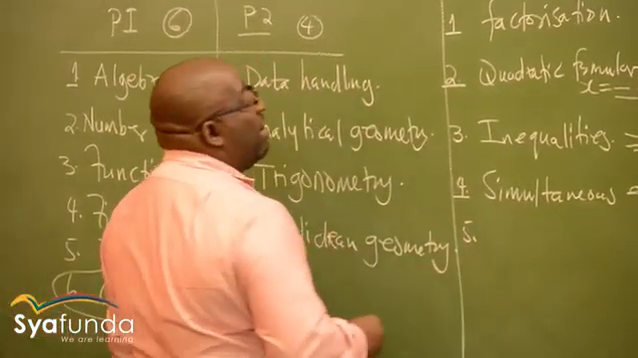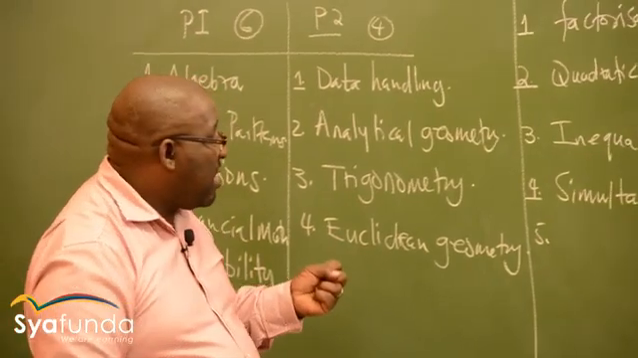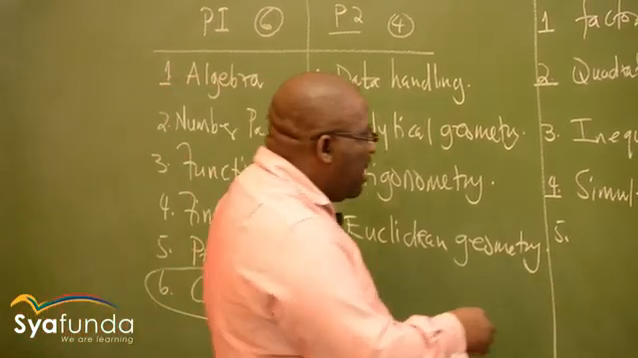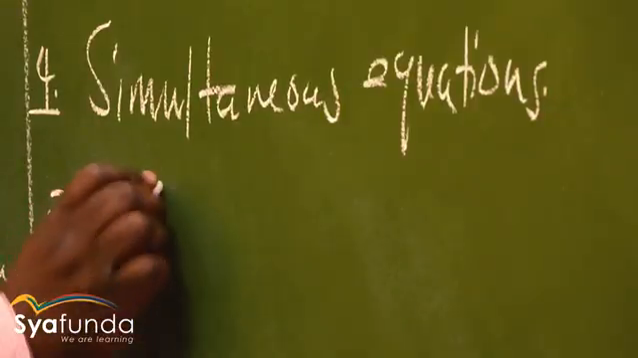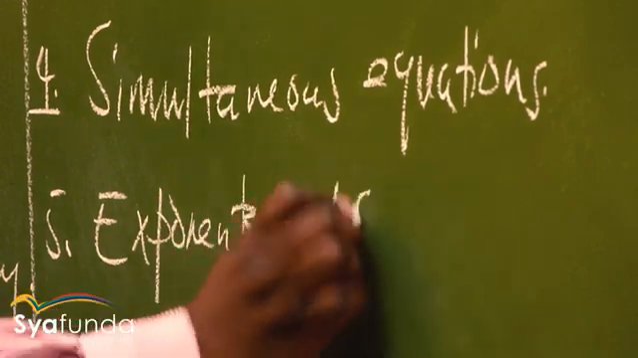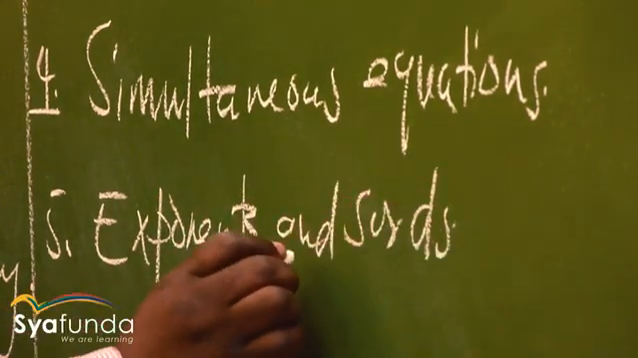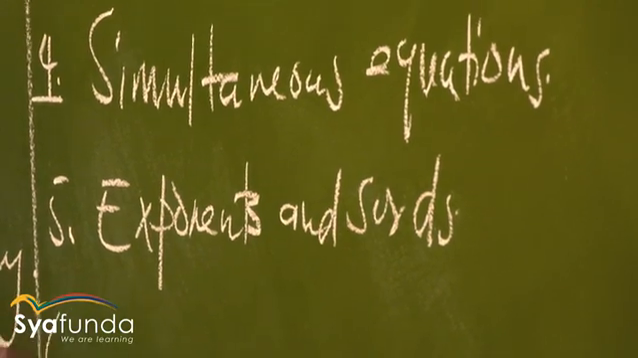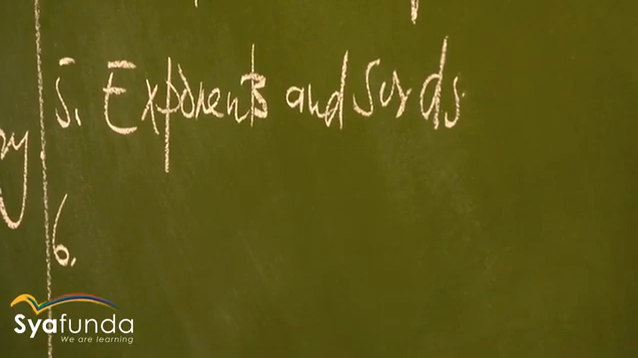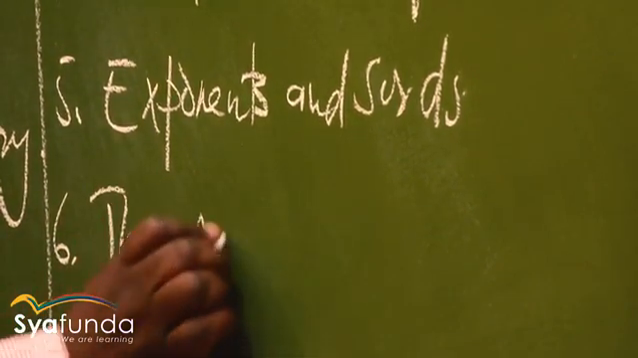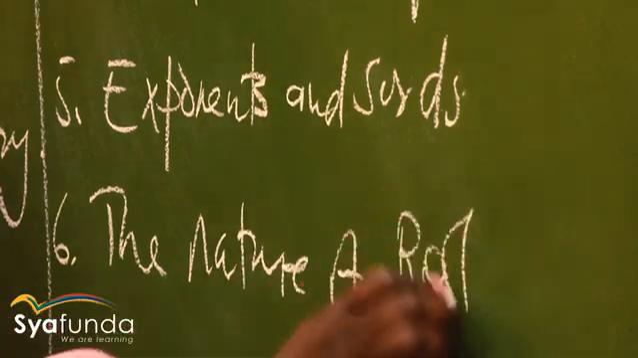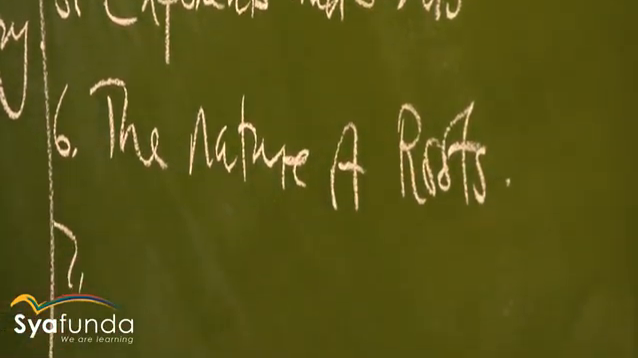Simultaneous equations. Number 5, remember I said there are 7 subtopics altogether. We only have 4 now. After simultaneous equations, we can talk about exponents and surds. There's also another big section, exponents and surds. We'll do examples of each after this. Number 6, after exponents and surds, there's a topic called the nature of roots. And last but not least, problem solving.